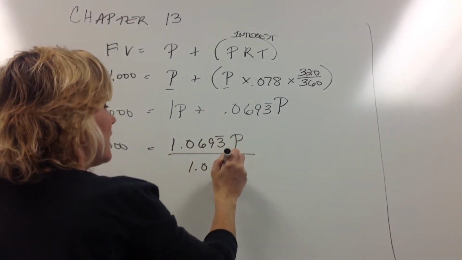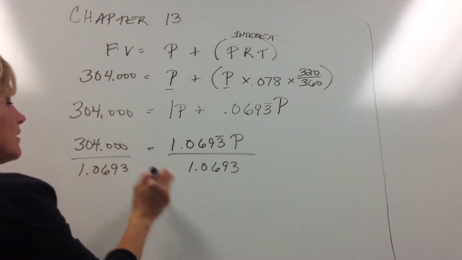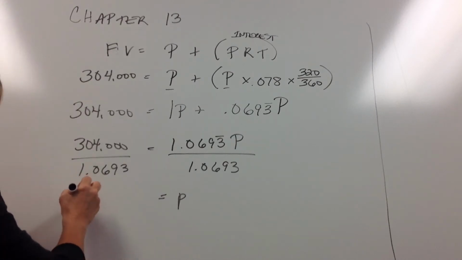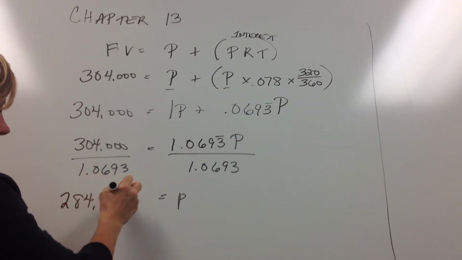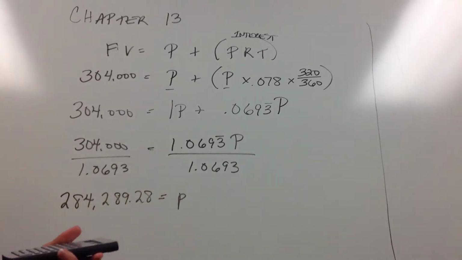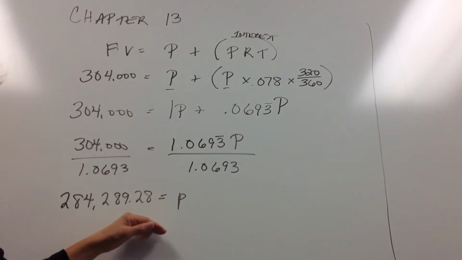Then we divide both sides by that 1.0693 number. So if we take 304,000 divided by 1.063333, we get $284,289.28 if I round it up. So that is our principal or our face value.